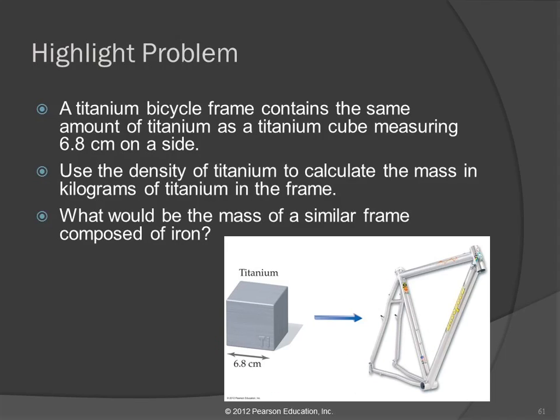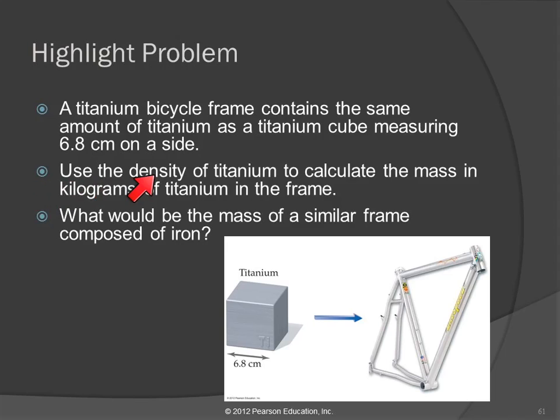If they don't give you a picture, you can draw your own picture if you're not good at making pictures in your mind. So what's that sentence saying? It's saying we've got a metal bicycle frame made out of titanium, the same amount of titanium as would be in a cube this size. And it says use the density of titanium to calculate the mass in kilograms of titanium in the frame. And then it asks, what would be the mass of a similar frame composed of iron?